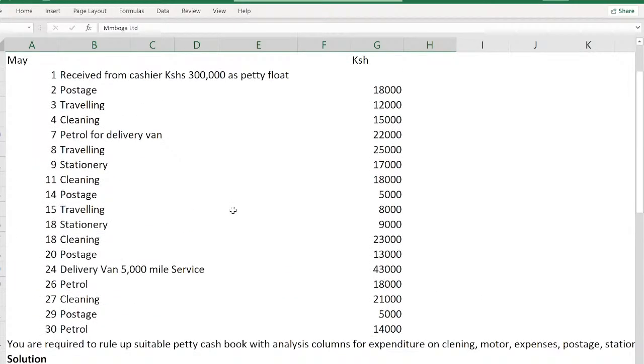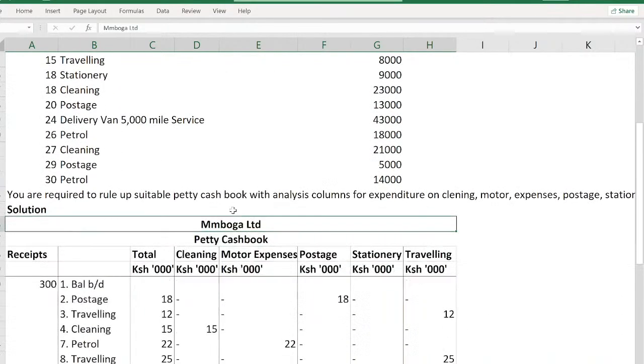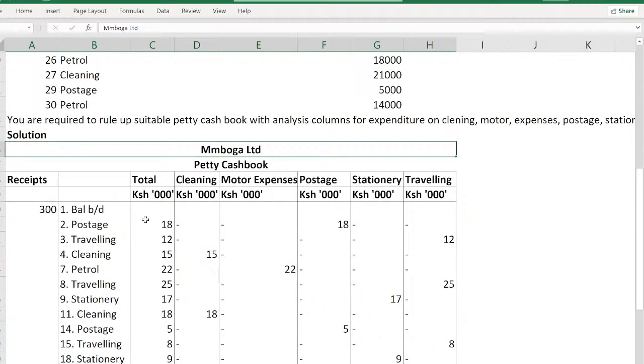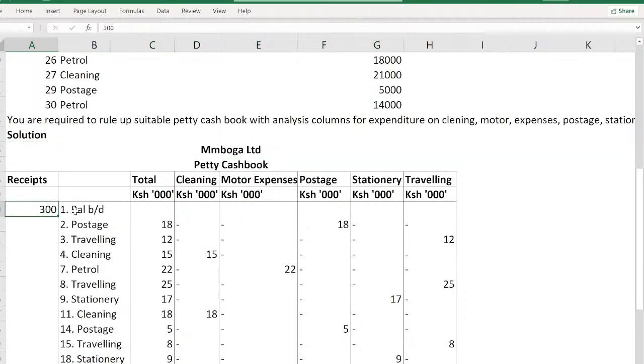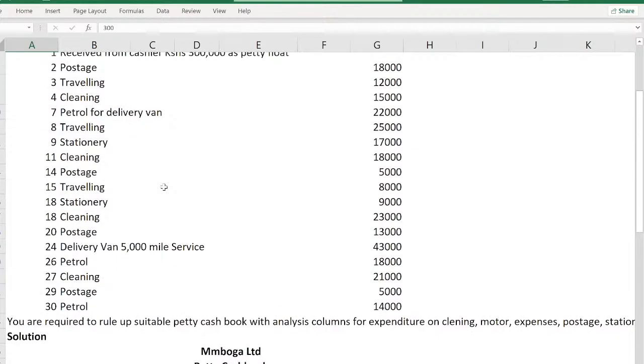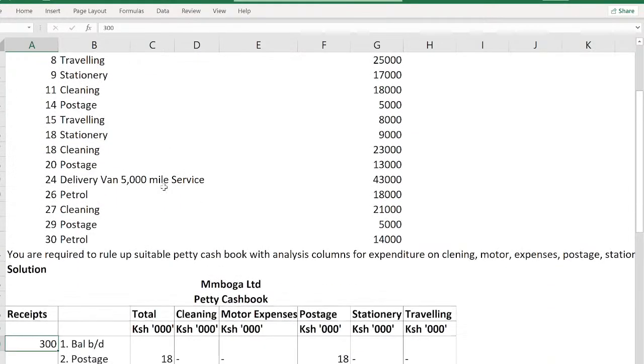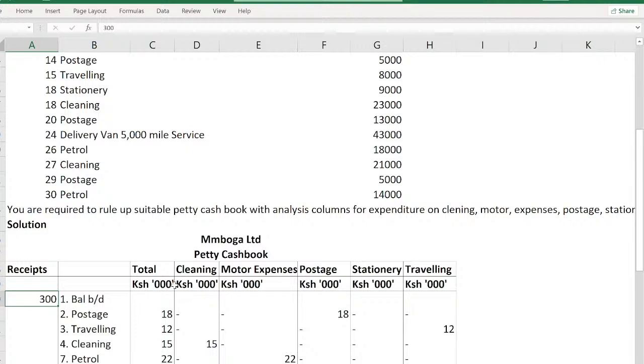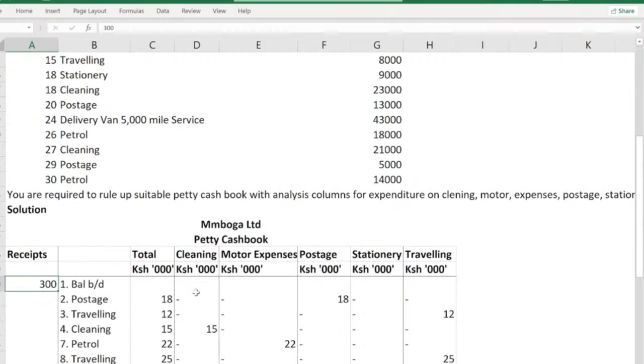I received from the cashier 300 as petty float. So the balance brought down was 300. That is what we got. On May 2, we did some postage. Our heading has three zeros there, so I'll be writing only the first digits. So we did some postage for 18,000. So postage, you get 18, and also the total you have to indicate there. So the rest will be 0.